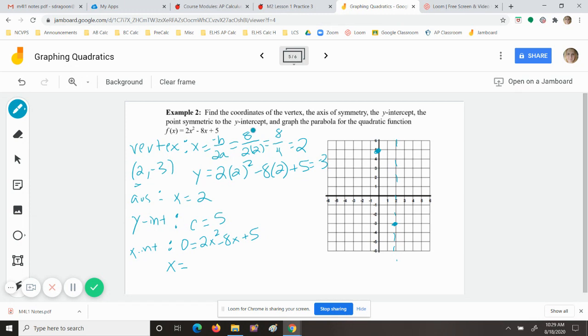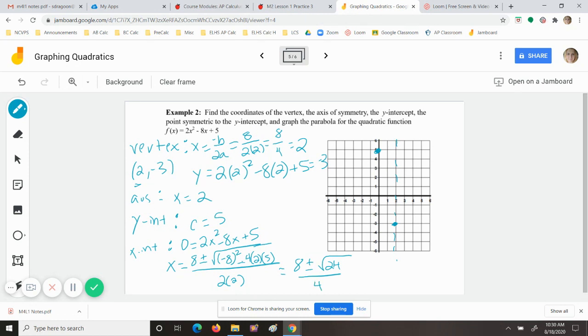So let's set that up to find our intercepts. Negative b, which will be positive 8, plus or minus square root of b squared, so negative 8 squared, minus 4 times a, which is 2, times c, which is 5, all over 2a, so 2 times 2. All right, let's tidy this up just a little bit. So we would have 8 plus or minus the square root of negative 8 squared, which is 64, minus 4 times 2 times 5, which is 40. So 64 minus 40 gives us 24 inside that square root. 2 times 2 on the bottom is 4.